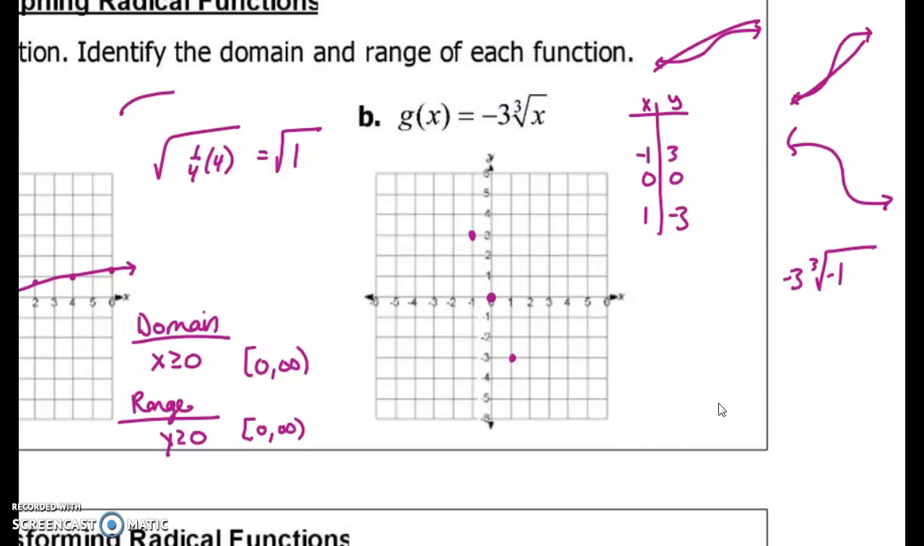Now, if you wanted to get some additional numbers using a calculator, you absolutely could. And that is going to give us kind of a good shape of our graph. I did personally go ahead and make a table and get some more points because I wasn't sure how quickly it was rising. And it just kind of helped me get a better view of it. All right. And then the domain is all real numbers, and the range is all real numbers.